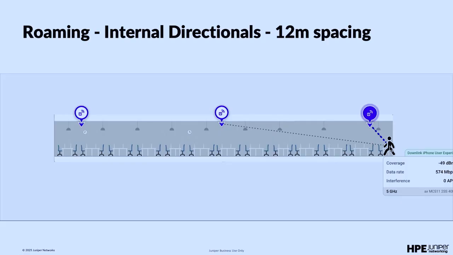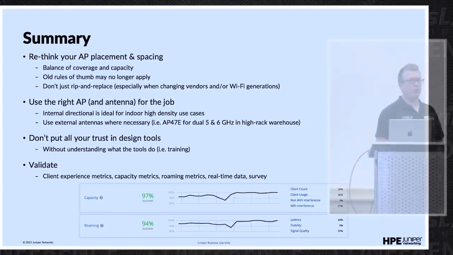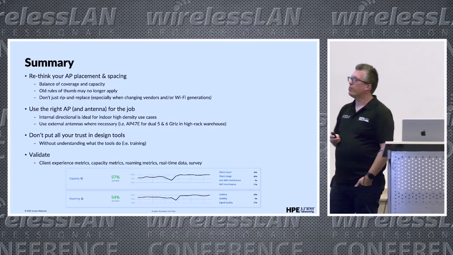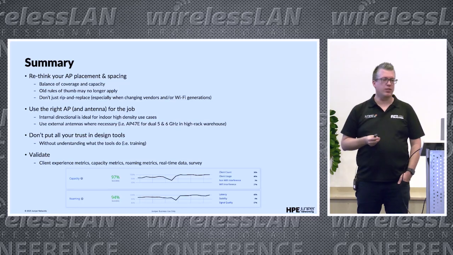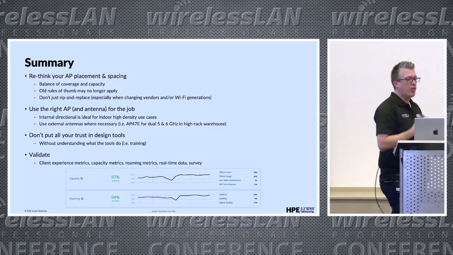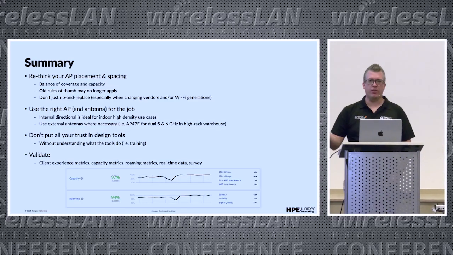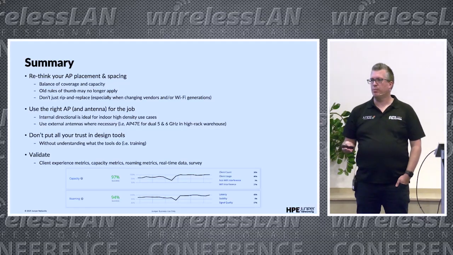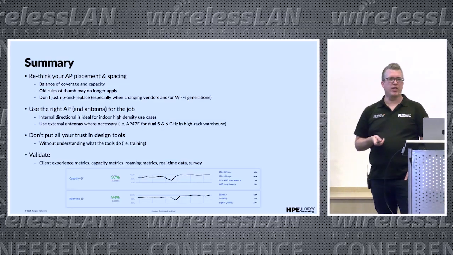So you've got to validate this in your own environment and see what suits, but the summary is reconsider what you're doing. The old rules of thumb may no longer apply. Your actual placements may need to be adjusted for what you're doing for new Wi-Fi 7 and high-density designs. Make sure that you're using the right AP and the right antenna for the job, because while this is awesome, it's not going to suit every single use case, but it gives you more flexibility in your use cases for indoor high-density designs. Definitely use external antennas where you need to.